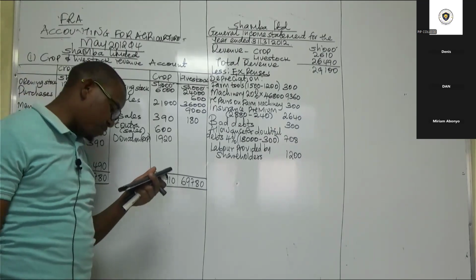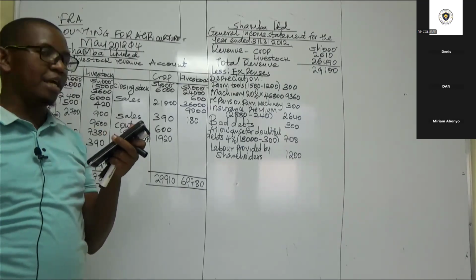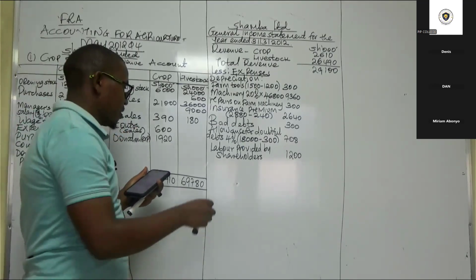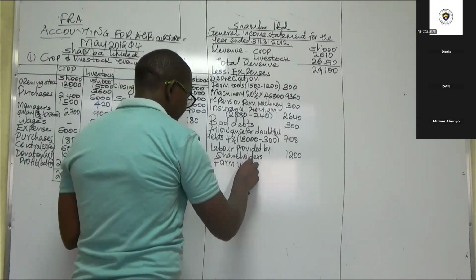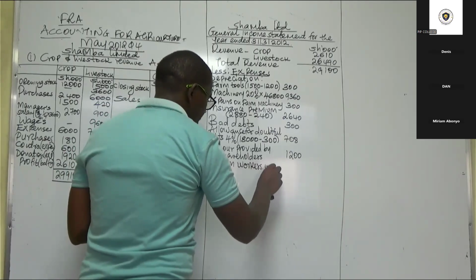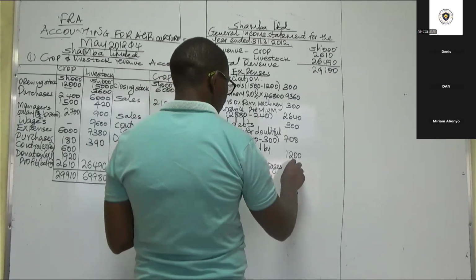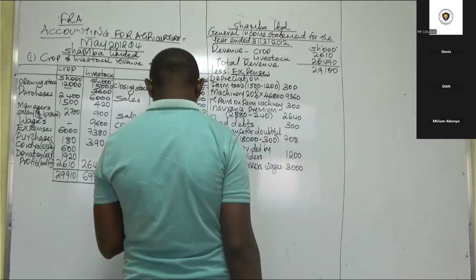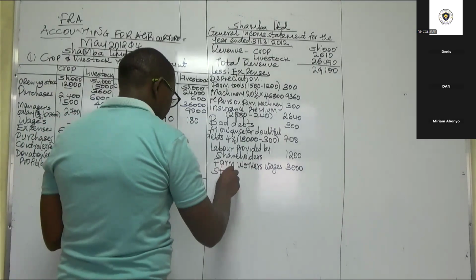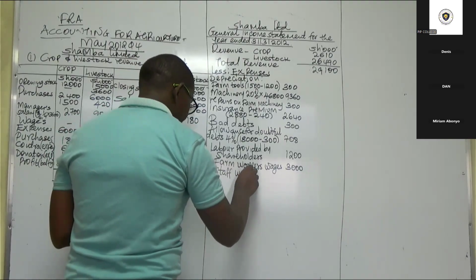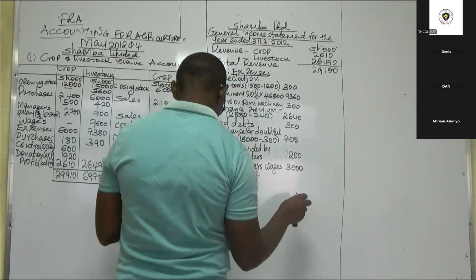Donations, we're not going, income tax, that is after we get the profit before tax. So we go to the trial balance. Any other expense that we've not considered? I see from up there, farm workers' wages. Farm workers' wages of how much? 3,000. Then staff welfare. Staff welfare was of how much? 600.